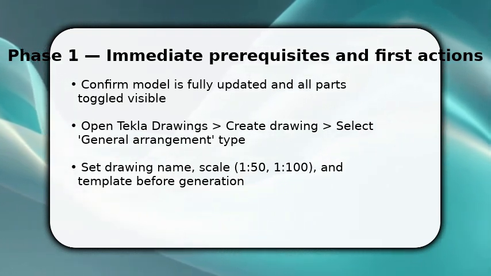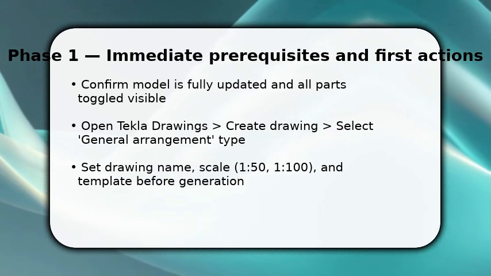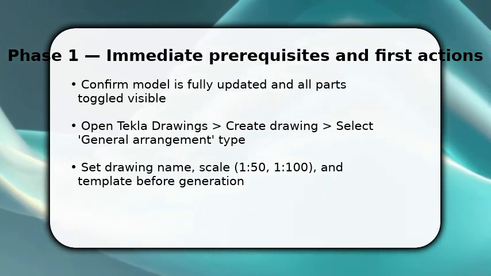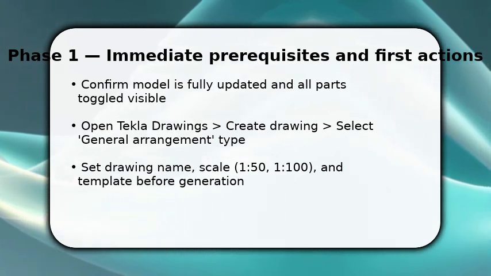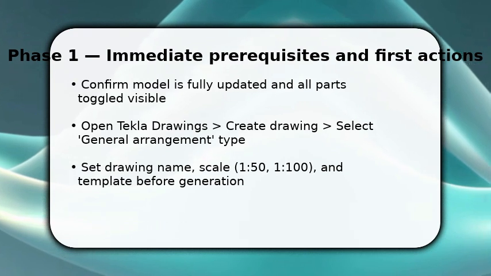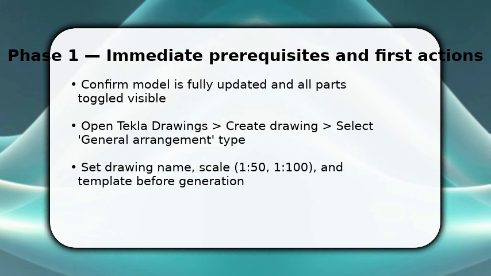Once chosen, set drawing name, scale, and the title block template. These control layout and annotation standards. Make sure to select correct phases and visibility filters so the generated GA reflects the intended construction stage, because the model drives the drawing content.